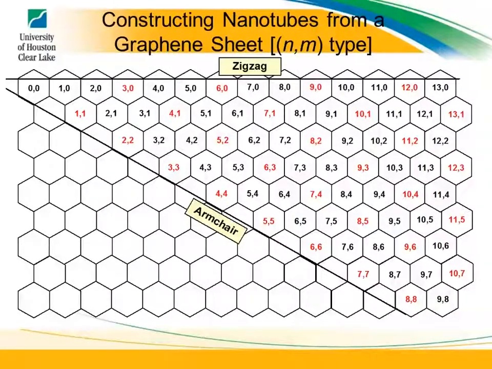I'm going to show you a 9,4 nanotube. So say you wanted to make a 9,4 nanotube, and each of these different nanotubes have different diameters.